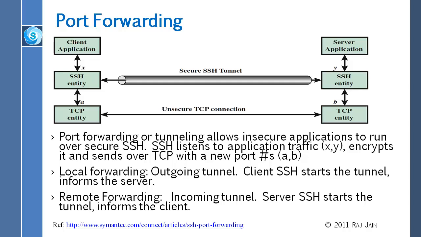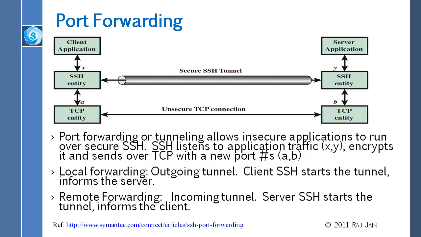For SSH, the destination port number is, for SSH server, the standard port number is 22, right? C is 22. D could be any number, and Y is whatever this application is listening on. So if it is FTP server, it is listening on port 21. If it is a mail server, it is listening on some port number, right? So Y is standard and C is standard, but everything else can be any number here.